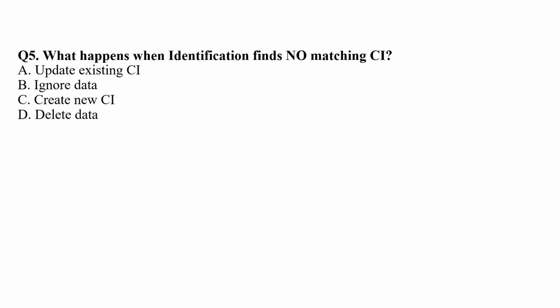Next one. What happens when identification finds no matching CI? Option A, update the existing CI. Option B, ignore the data. Option C, create a new CI. Option D, delete the data. The correct answer is create a new CI.